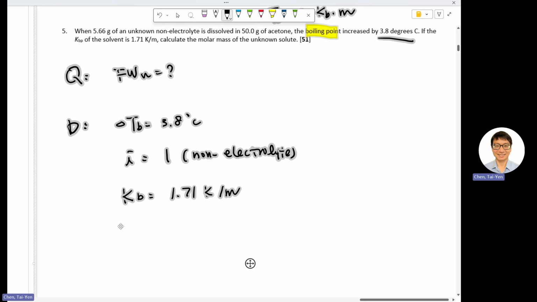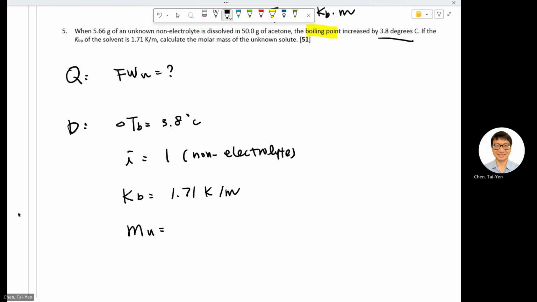And then what else do you know? You also know the mass of your solute is 5.66 gram, right? Mass of your solvent is 50 gram. Okay? Everybody can pull out this information yourself. Okay, so once you have all these things pulled out, right?